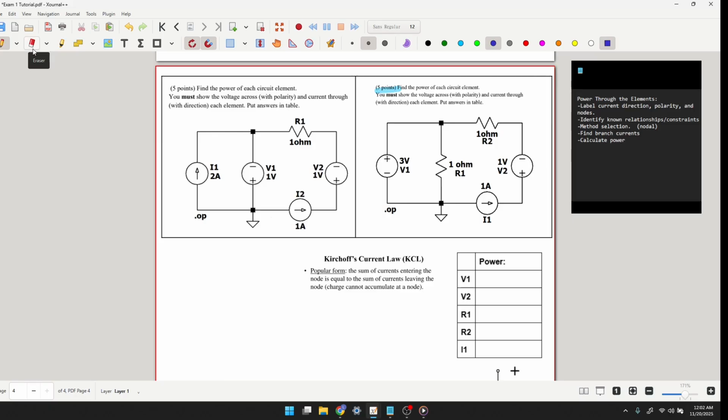Besides voltage polarity and current directions, there's no constraint as far as what method we need to use for solving the problem. So we can use whatever we want to make this problem as smooth as possible.